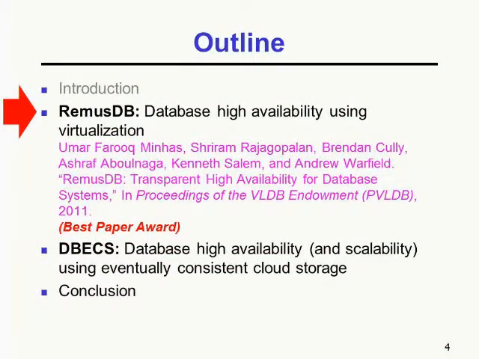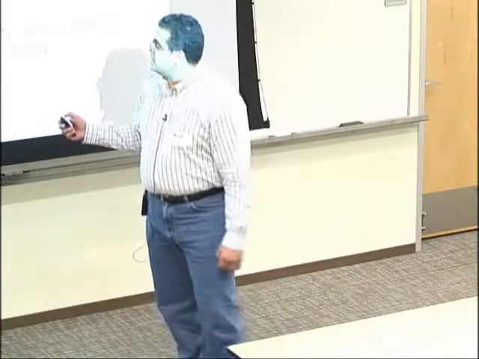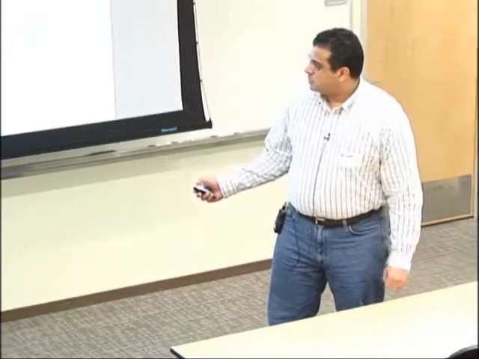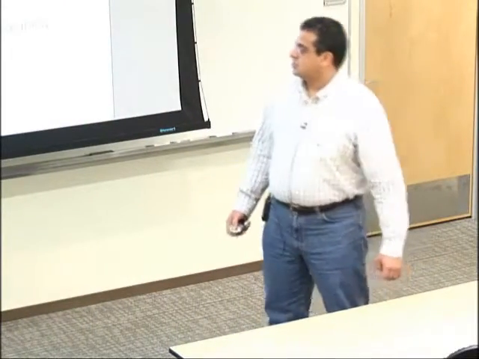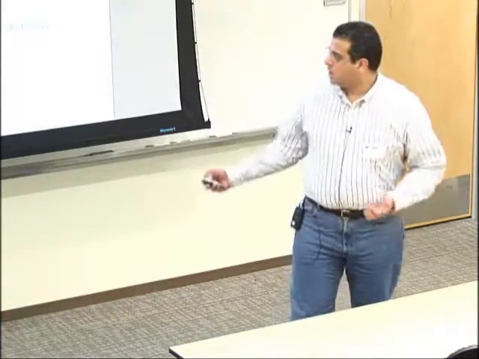The first is RemusDB, which is this VLDB paper that Phil was talking about. RemusDB aims to provide database high availability using virtualization. The second part of the talk, I'll talk about a new project called DBECS, which also aims to provide database high availability, but also scalability and elasticity by relying on eventually consistent cloud storage.